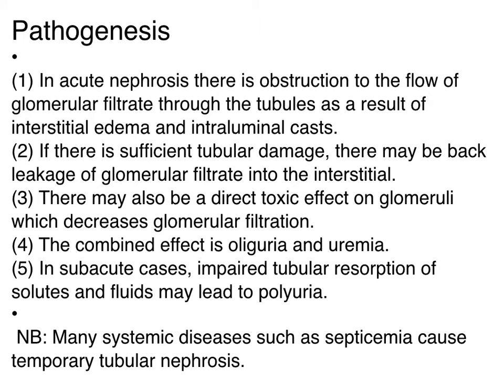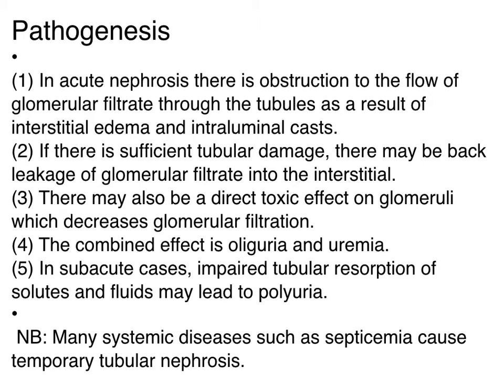The pathogenesis of nephrosis includes the following points. In acute nephrosis في حالة النفروسيس الحاد there is obstruction هنالك إغلاق to the flow of the glomerular filtrate through the tubules as a result of interstitial edema and intratubular cast. If there is sufficient tubular damage, there may be back leakage of glomerular filtrate into the interstitium.